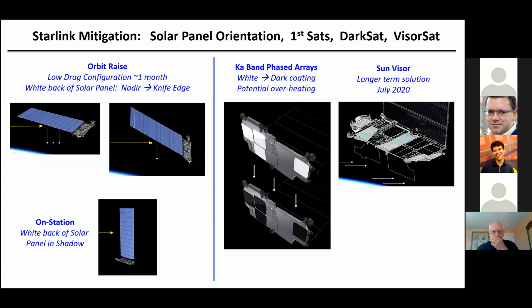Fortunately, Starlink has tried to mitigate the magnitude problem by doing various things. When they first get into orbit and orbit raise, they plan to turn the satellites into a knife edge mode, so they're reflecting less sunlight to the ground. Their Ka band phased arrays, which are white, are going to have now a dark coating on them, but that had a potential overheating issue. And so they are going to install sun visors starting in July 2020 to basically shadow those white phased arrays and reduce their reflective brightness.